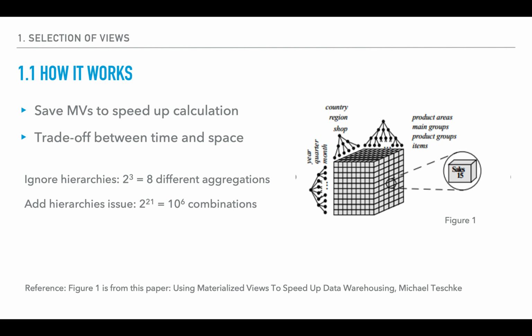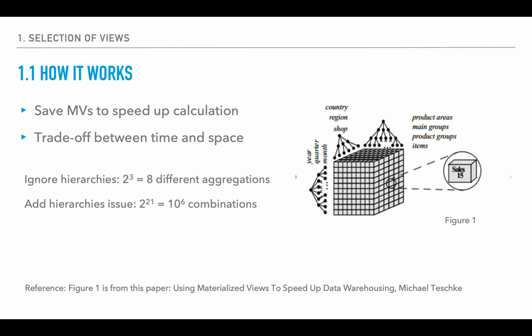For 3 dimensions, all possible combinations result in 2 to the power of 3 equals 8 different aggregations. The number sounds rather small, but it does not take hierarchies into account. Even for a small number of features per dimension, let's say 7, pre-aggregating all feature combinations would blow up the cube and result in about 10 to the power of 6 combinations.